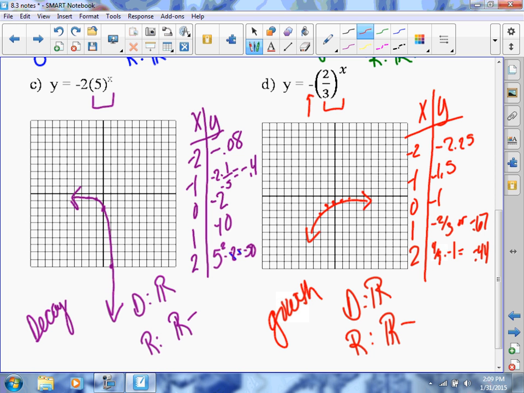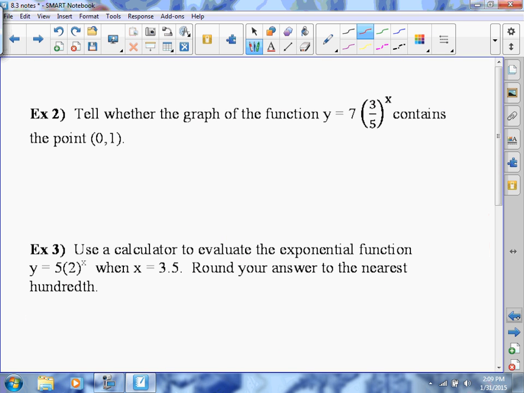And then example 2 and example 3 are more application thought type ones. Tell whether the graph of the function contains the point. Now this is just basic substitution. Remember, your point is always x, y. So they want you to substitute those values into the function and see if you get a true statement. So y is 1. We'll have 7 times 3/5 to the x value is 0. So now if we actually go through and simplify it, it should pull the same thing on both sides if it is a solution.